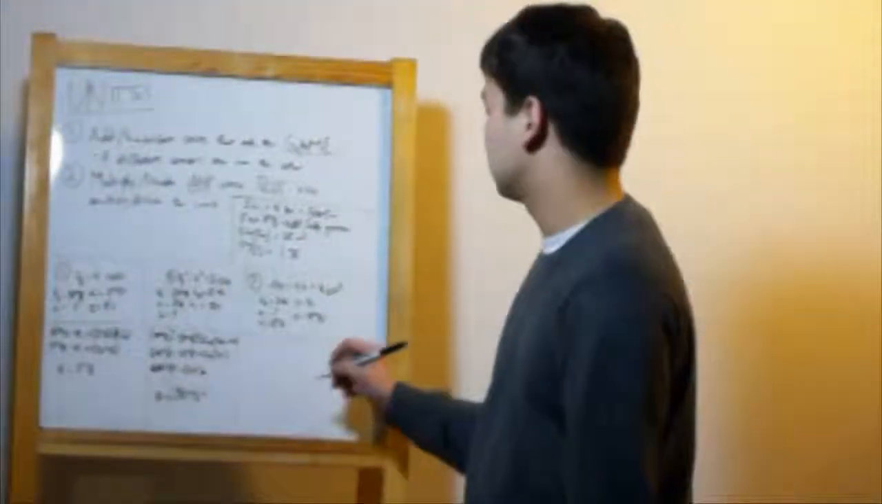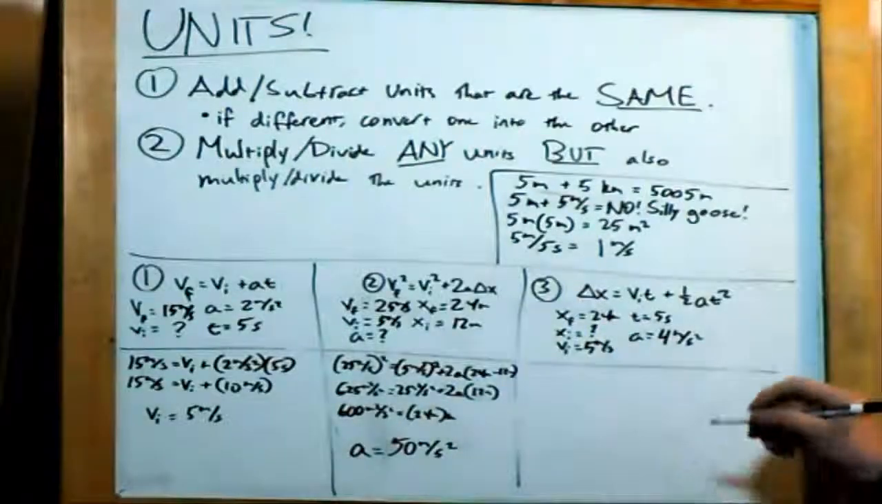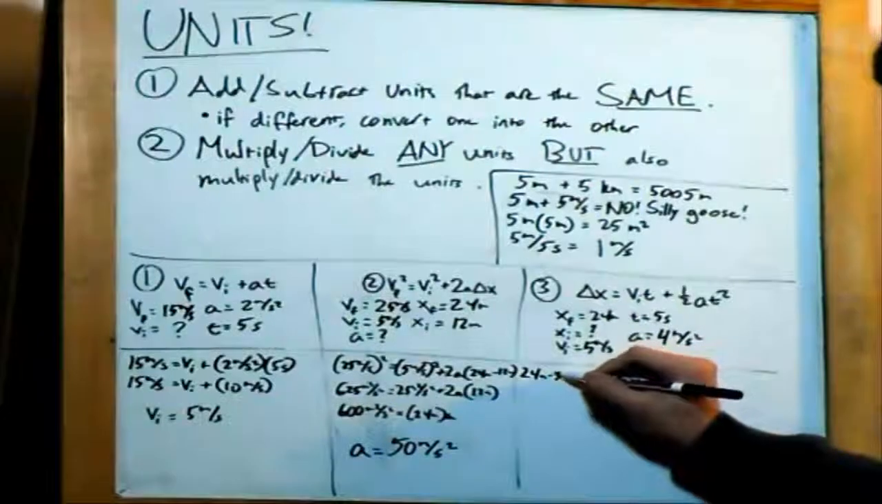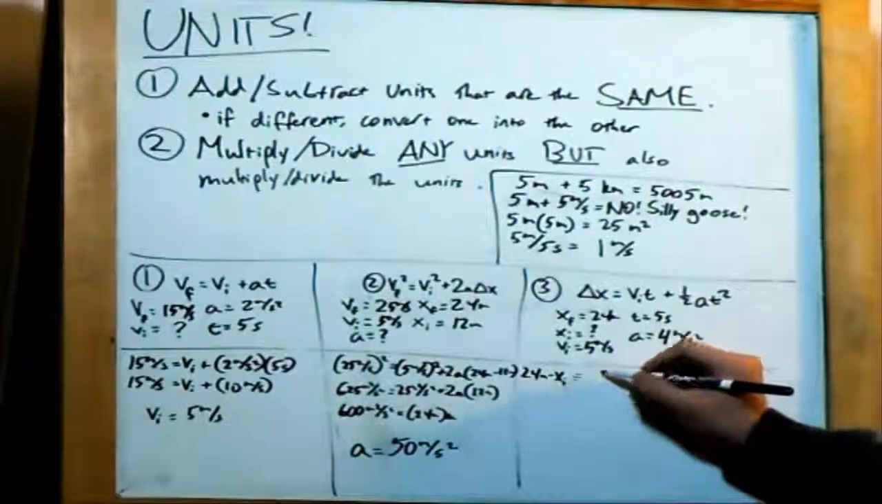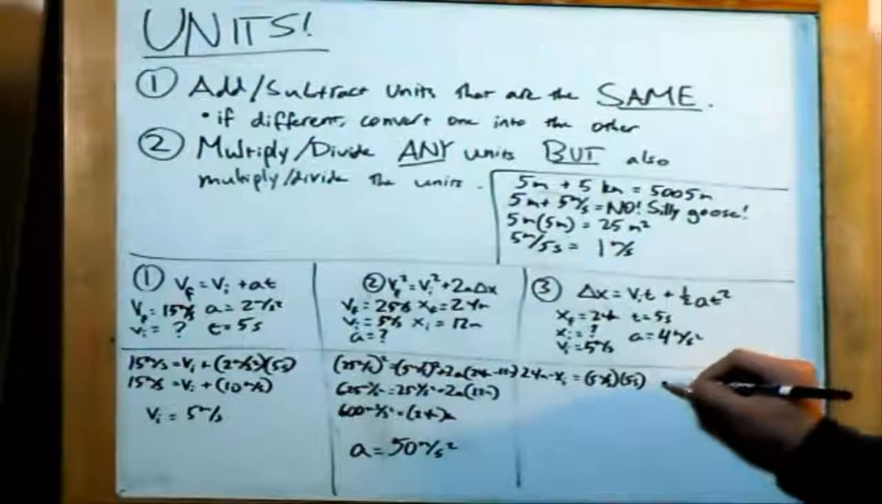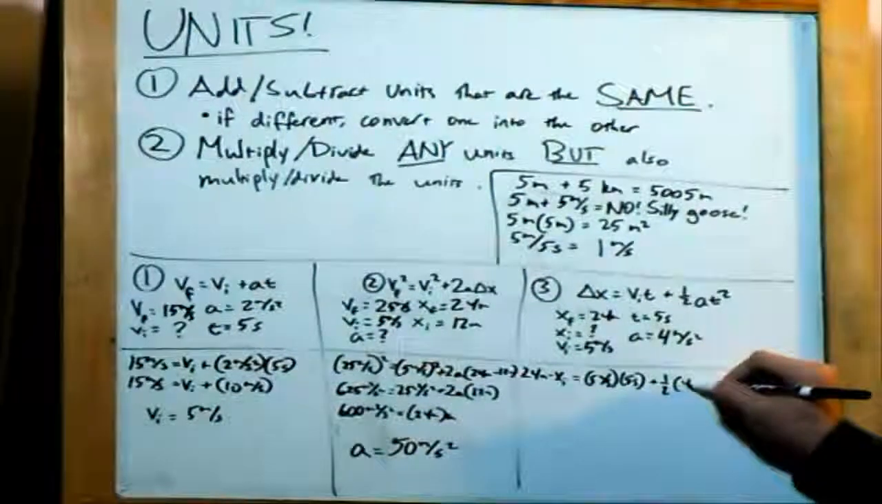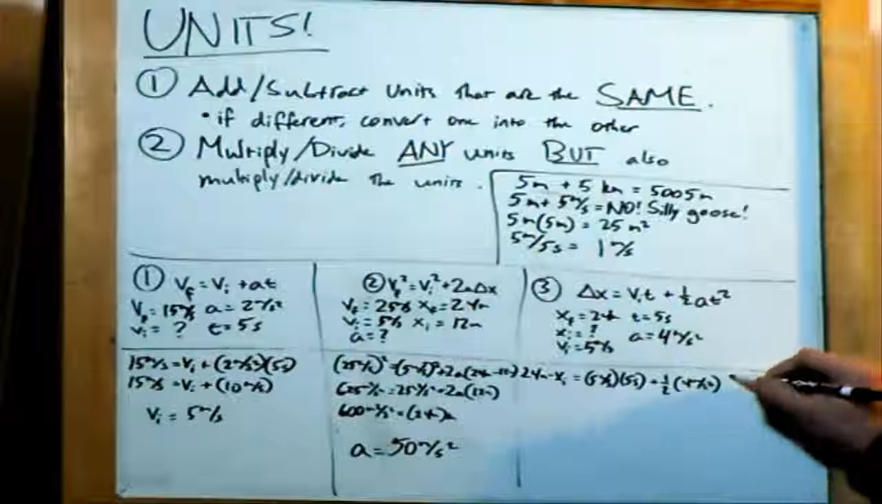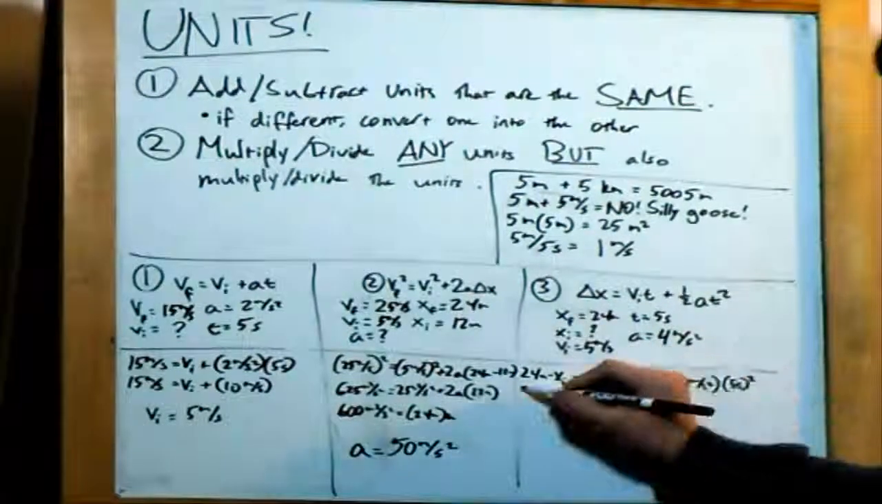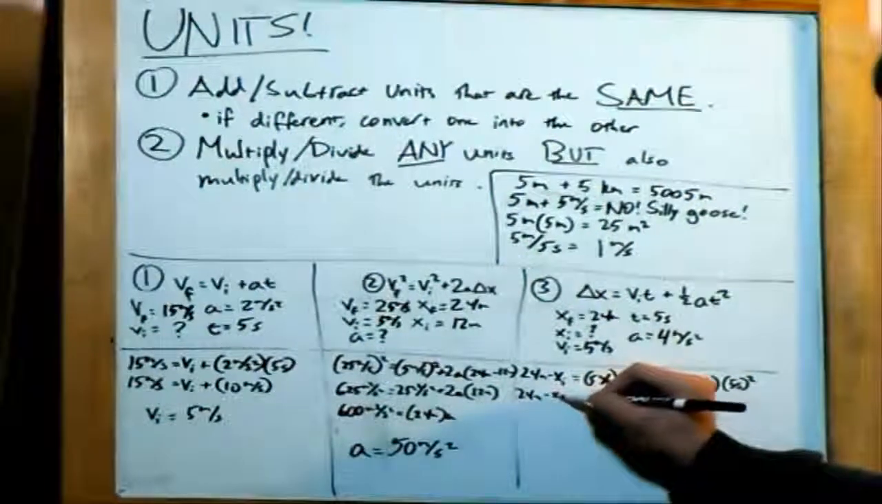So let's go ahead with this. We're actually going to have to expand out displacement here. So we have our final position, 24 meters, minus our unknown initial position, equals our initial velocity, 5 meters per second, times our time, 5 seconds, plus 1/2 times our acceleration of 4 meters per second squared, times our time, 5 seconds, squared. So let's see, nothing happening really on this side of the equation.